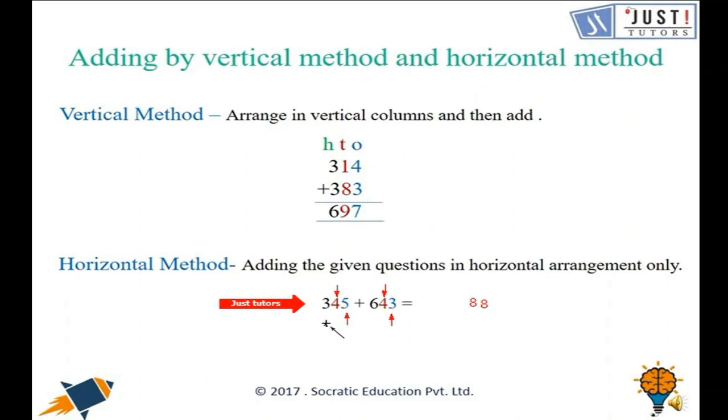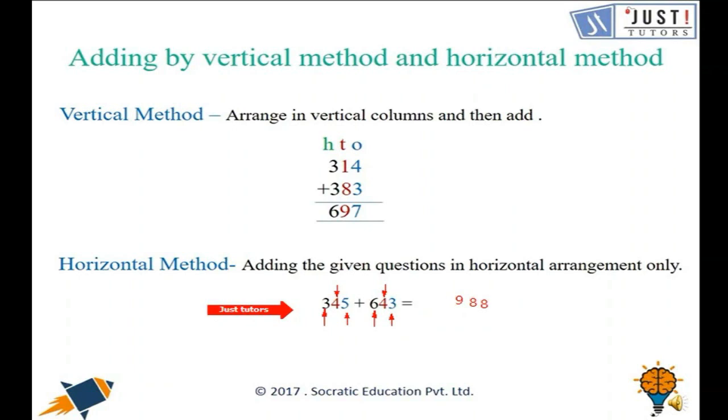Then the hundreds column, 3 add 6. So 3 add 6 is a 9. So 9 in the hundreds column. So the final answer that we get is 988. So this is horizontal method.